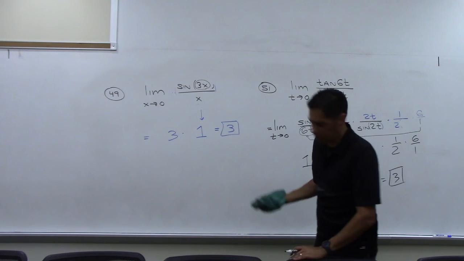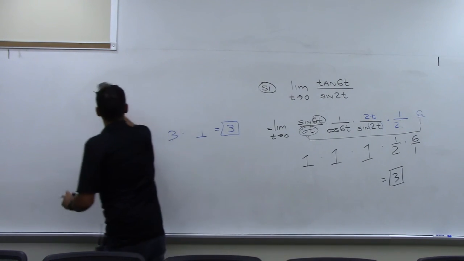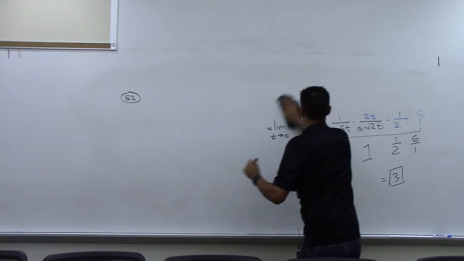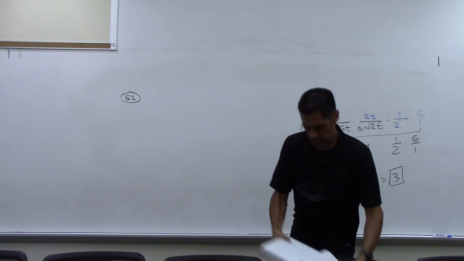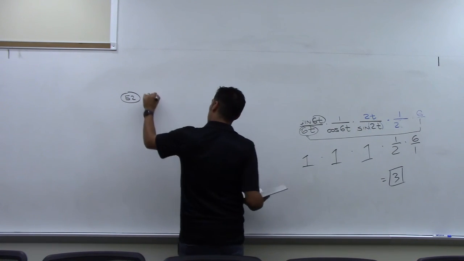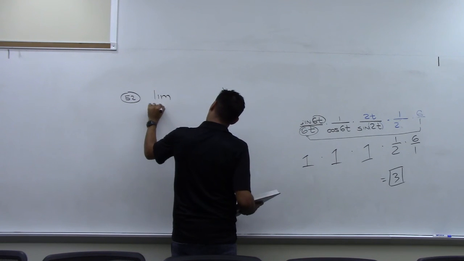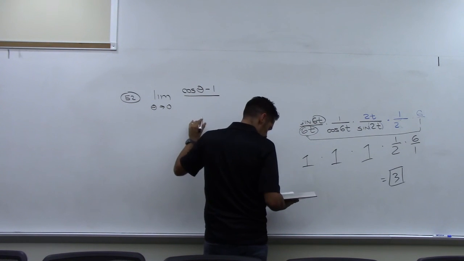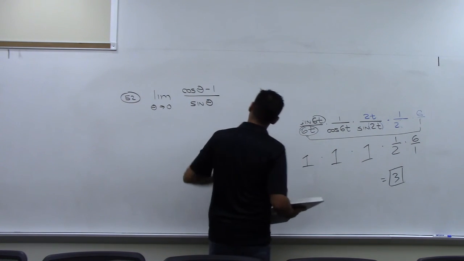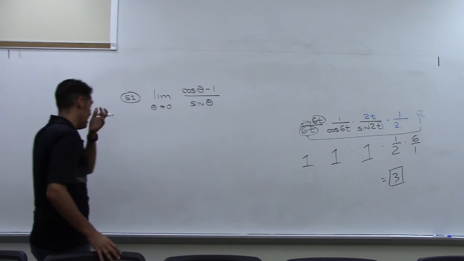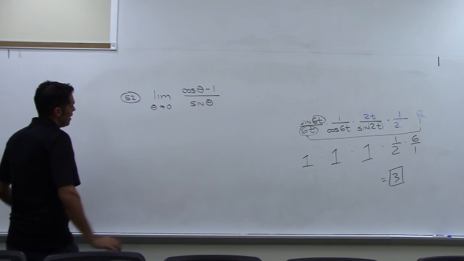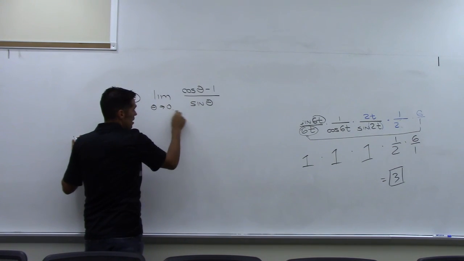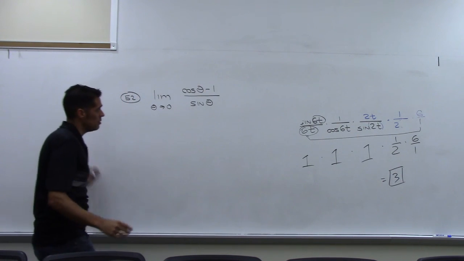Okay, let me look at 52. Limit theta goes to 0 of cosine theta minus 1 over sine theta. And if we let theta go to 0, cosine of 0 is 1. 1 minus 1 is 0, so we get 0 on top. Sine of 0 is 0. So we do have a problem here. We get 0 over 0.